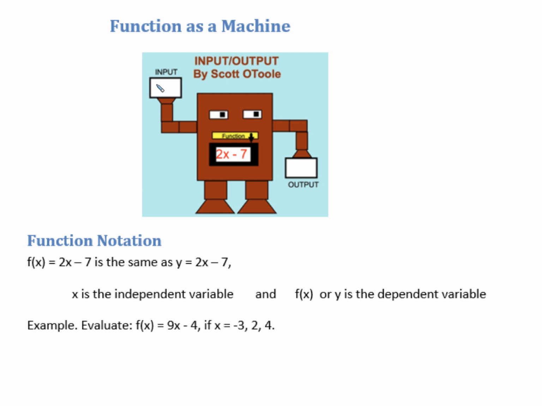You can put other numbers in there. You could put a -3 in there. Put -3 in: 2 times -3 is -6, minus 7 is -13. So you can think of a function as a machine.